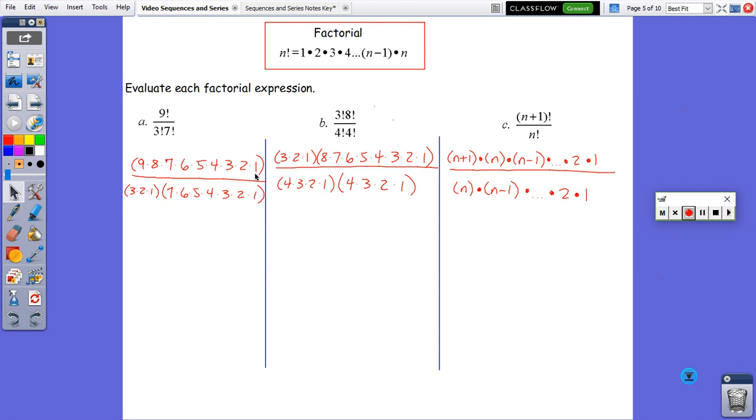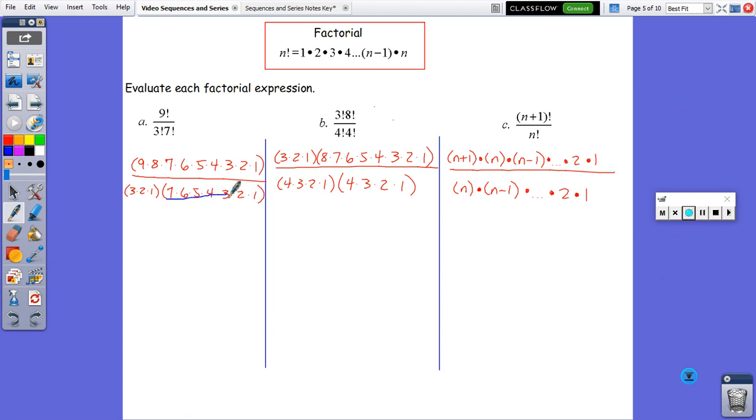So on part A here, I just went ahead and wrote it 9 all the way down to 1 with all those different products. I did the same thing with 3 factorial, 7 factorial. And so I have all these numbers multiplied together. What I'm going to do is just evaluate this.